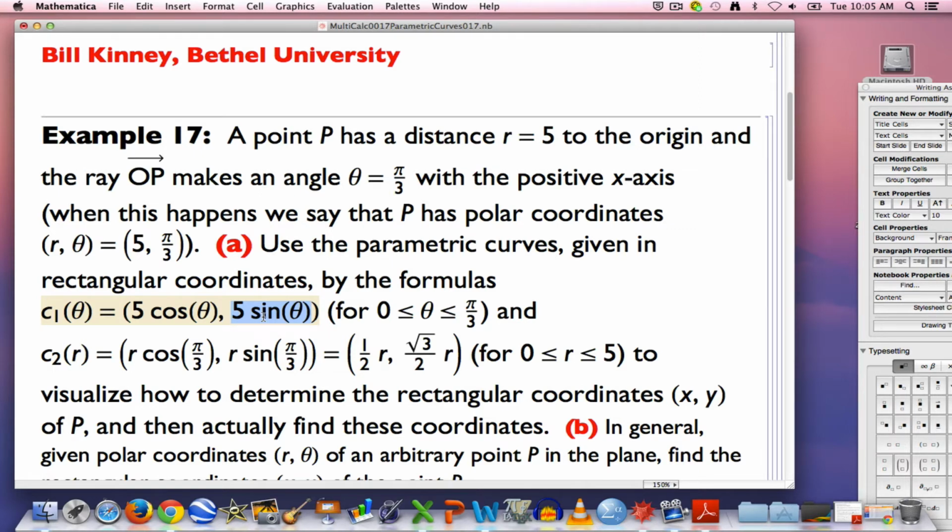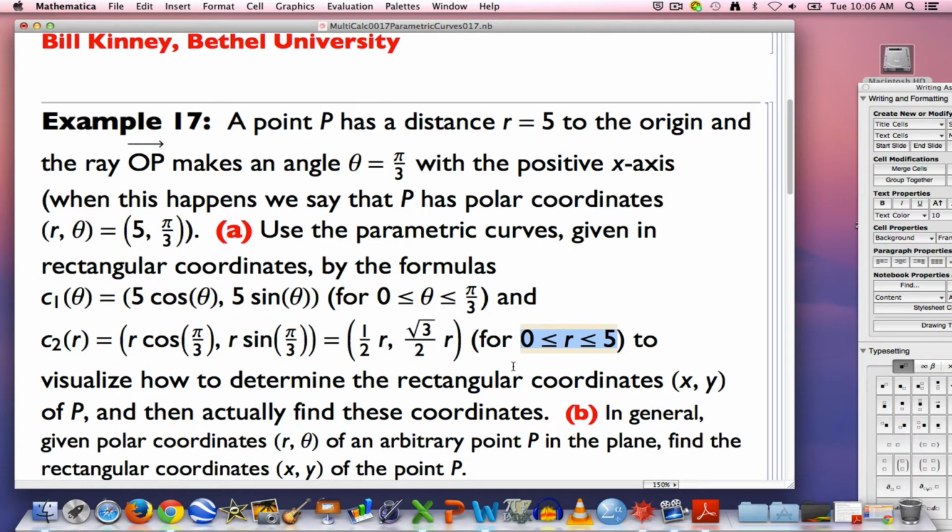I hope you realize, based on what I've talked about before, that this is going to generate a circle, or an arc of a circle, as theta goes from 0 to pi over 3 radians, centered at the origin with a radius of 5. The second one, if you think about it, really is a linear function of r. We've plugged in theta equals pi over 3. When r is 0, this is at the origin, and it is going to generate a ray as r is positive and goes to infinity. This ray will go off to infinity. We will ultimately stop it at r equals 5, however, so we'll get a line segment.